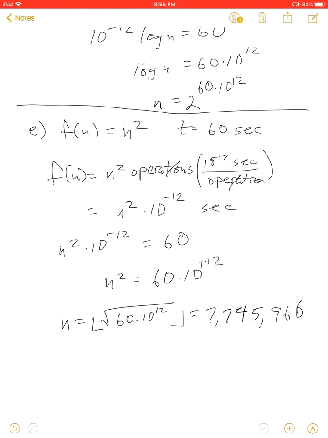Okay, so that's how you find how big a problem you can solve in a given time, knowing the given information.